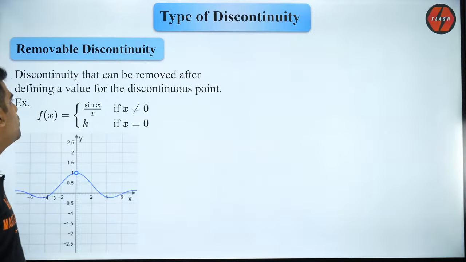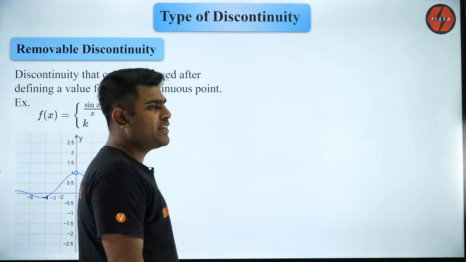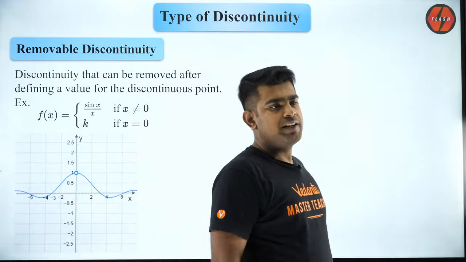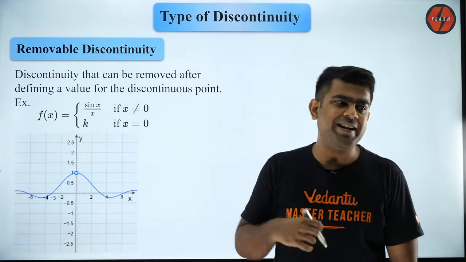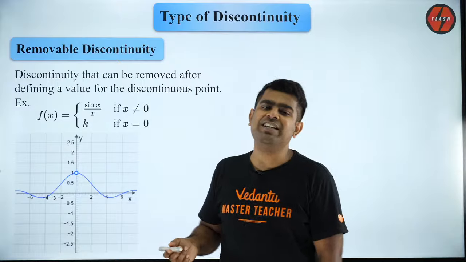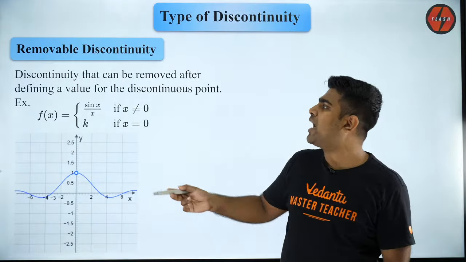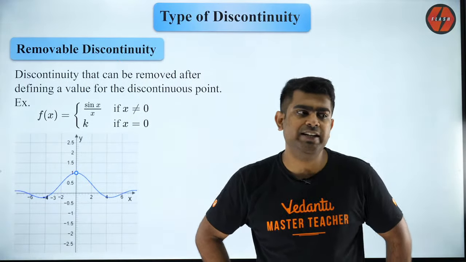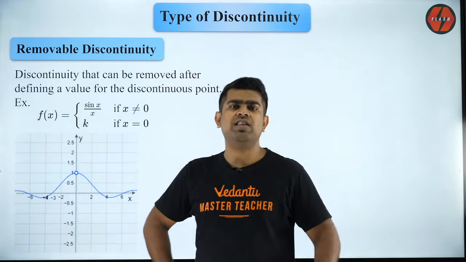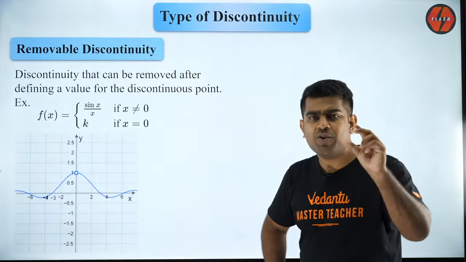Let's go ahead to the next topic, which is discontinuity. So I'm sure everybody now remembers what is discontinuity, right? Discontinuity is nothing but whenever the function is not continuous, you say it is discontinuous. But discontinuity can be of various types. For example, the first type is called removable discontinuity. So what do I mean by this removable discontinuity? Let's try to have a look at it.